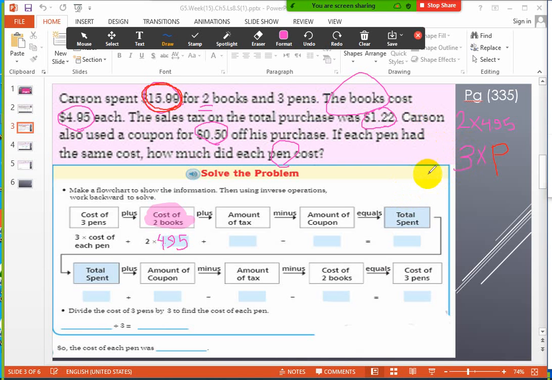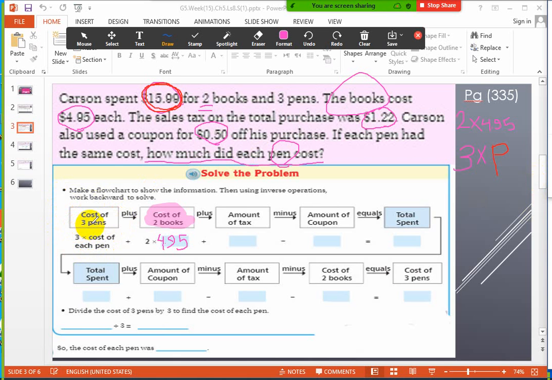So I have to multiply 3 by B, which is the unknown number that I want to find. Because I want to find what? How much did each pen cost? This is what I want to find. This is B, the unknown number in the problem. So the cost of each pen multiplied by 3 is the second number in this strategy.